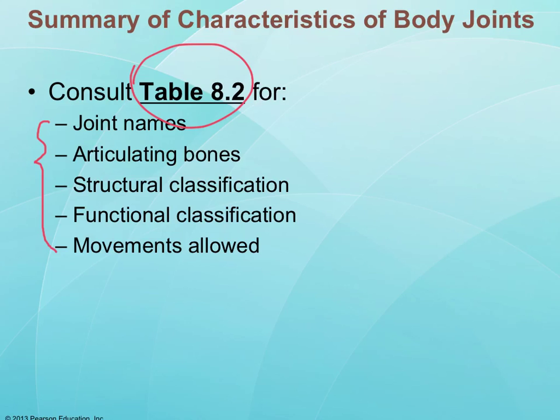For each joint in the table 8.5. Okay, and I also use a professional term we learned today. What are the joints name? What is articulating bones? And also the structure classification and functional classification. And also what are their movement for this joint allows. Okay, the movement use a professional term for it.